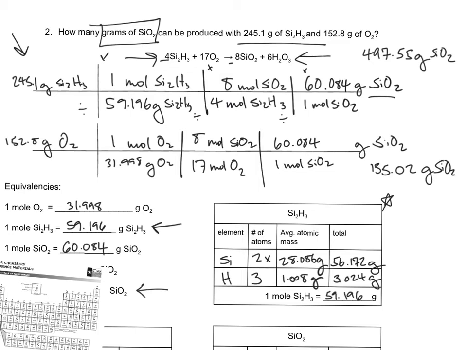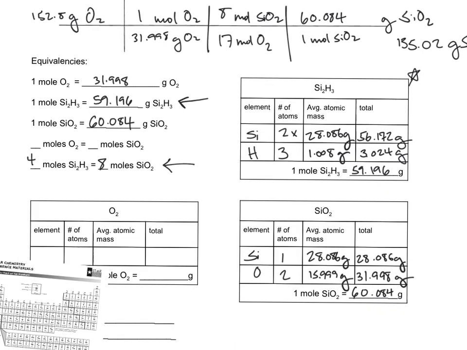So the real question here is how many grams of SiO2 can be produced with this. So our two reactants were Si2H3 and O2. Using our given amount of Si2H3, we can make almost 500 grams. But with the O2, we would only make 135 and a little bit, and then we would run out. So what's actually physically going to happen in the real world is we're going to use up all of our O2 and have a bunch of Si2H3 left over.